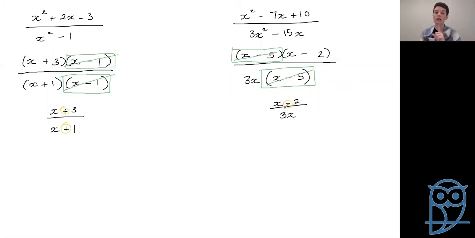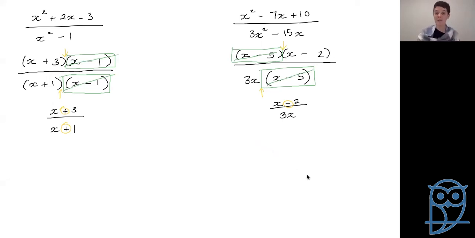Cancellation is only when you have multiplication. So in these cases, we had a multiplication, a multiplication, a multiplication, and a multiplication, so we could cancel. But if there is no multiplication sticking things together, then you can't cancel. So when you have two things that are joined with a plus or a minus, then you can't cancel those ones.